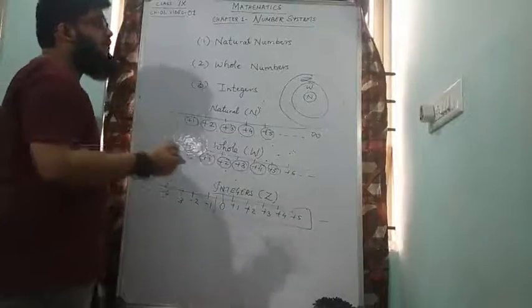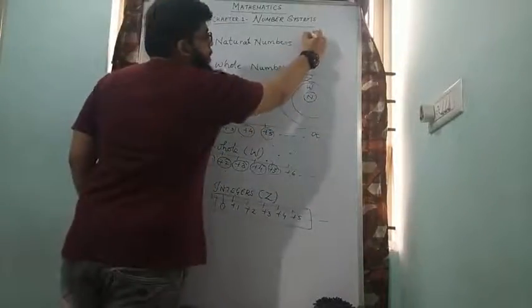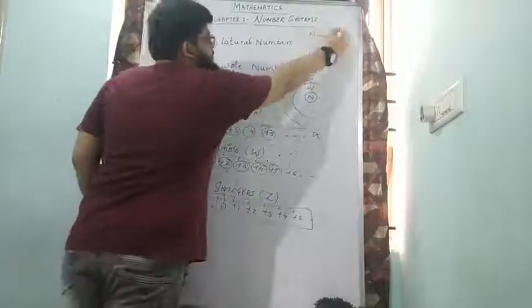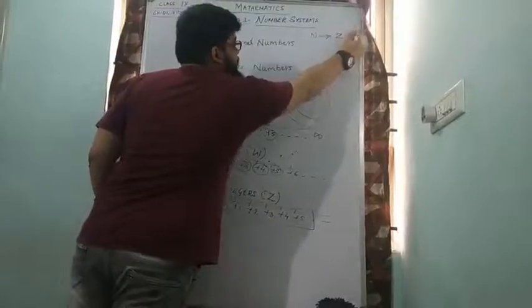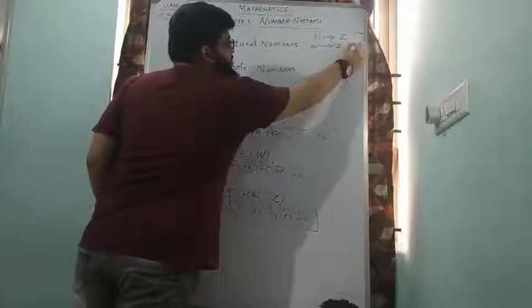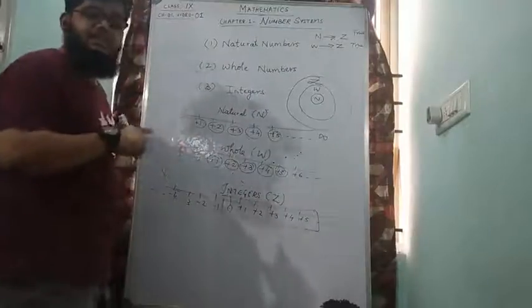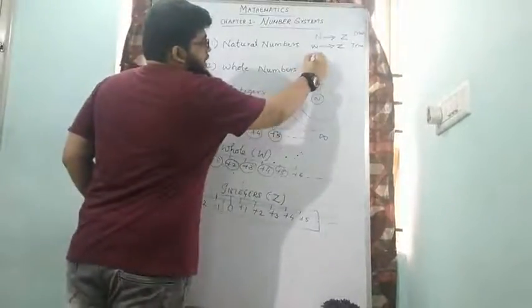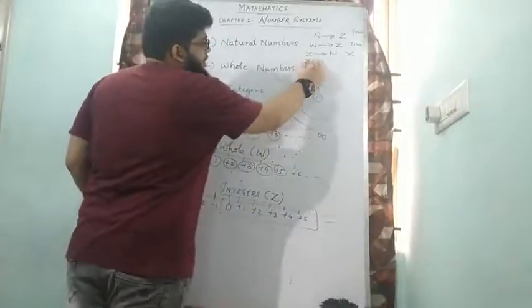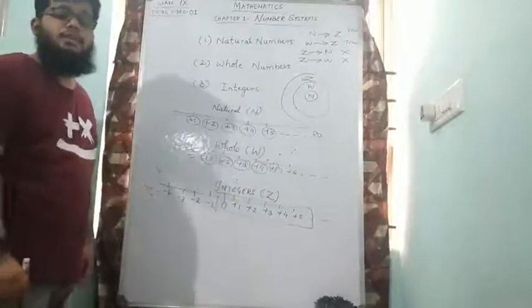So what we have understood from here is all natural numbers are also integers. True, I'll write true here. All whole numbers are also integers, which is true. But can I tell the reverse statement? Can I tell that all integers are natural numbers? No, this is false. Can I tell that all integers are whole numbers? No, this is also false. We have seen clearly what the reasons for it are.